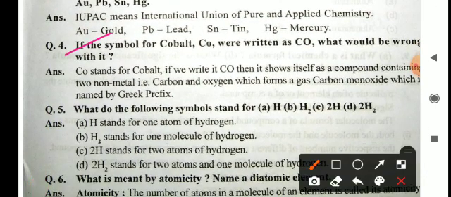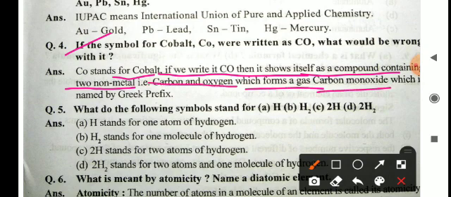If the symbol of cobalt, Co, were written as CO with a capital O, what would be wrong with it? Co stands for cobalt. If we write it as CO with capital O, then it shows itself as a compound containing two non-metals, carbon and oxygen, which form a gas known as carbon monoxide. So Co is cobalt, a symbol for the element, but CO with capital O is a compound known as carbon monoxide.